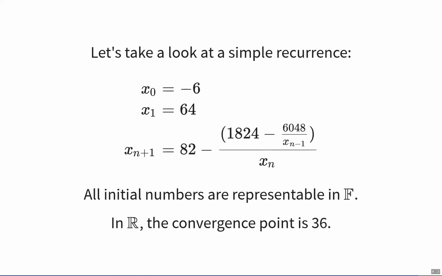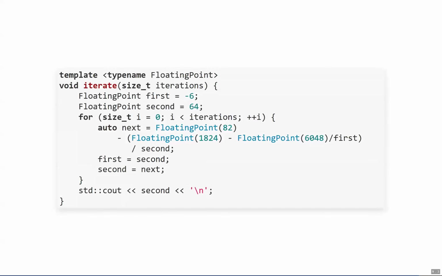Now, what is it in floats? Let's have some code. This is the recurrence written as a templated function, so we can try different floating point types. The first iteration, the second iteration, this is exactly what we have written on the slide before, and then we just ask the result to be printed. Does everyone trust me that this does the iterations properly? I'm going to assume yes. So let's run it for floats.